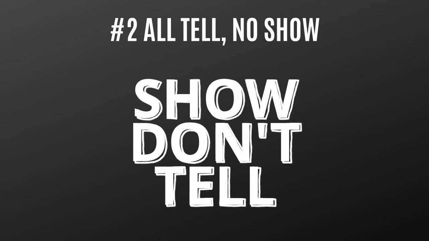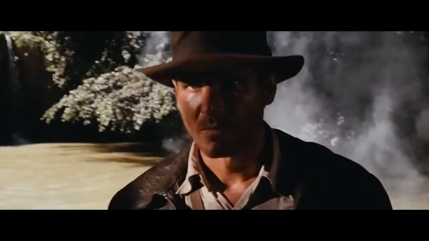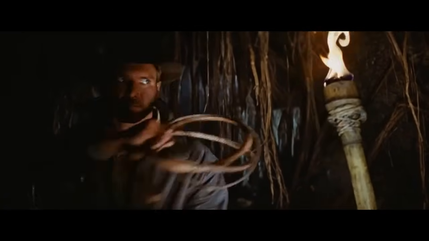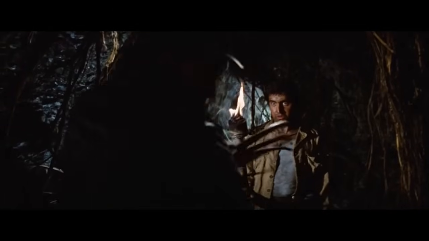The second type of bad intro is the all-tell, no-show intro. And if you're a writer, you've probably heard the phrase show don't tell. Now, I'm not a fan of this phrase, but what it means is that instead of directly telling the audience about a character's traits, emotions, or history, you should show those things through actions, dialogue, and concrete details. So instead of opening your story by saying Indiana Jones is a brave adventurer, you would say something like, Indiana Jones brushed the tarantulas off his back and continued onward into the ancient temple.